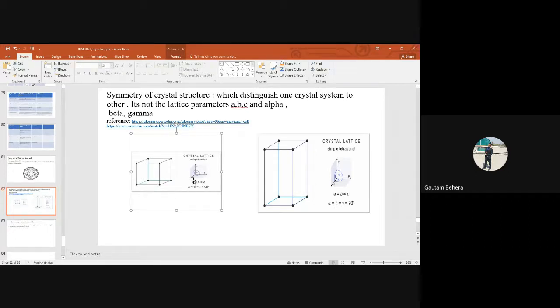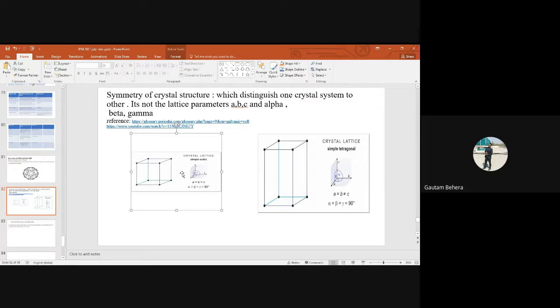So A, B, and C are lattice parameters, right? Different lattices may have different lattice parameters. If you consider different metals, this lattice parameter is not always same. It varies from one element to another element. But if two elements have same crystal structure, then A is equal to B is equal to C, right? You have to remember that.